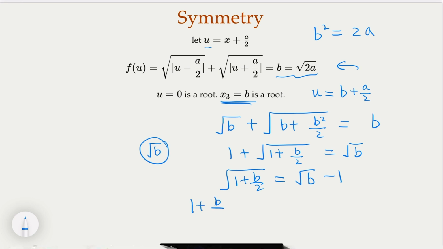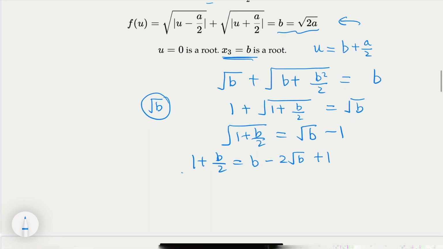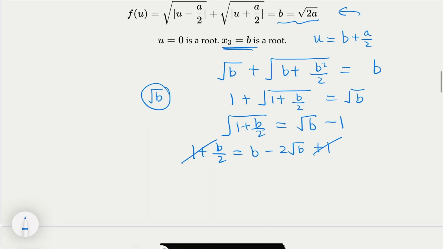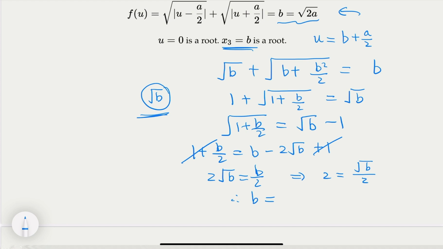Here this is b minus 2 square root of b plus 1. And then here 1 cancels. And here b and half b, you're going to have half of b equal 2 square root of b. Again, this is positive, so divide by square root of b on both sides. What you get is 2 equals square root of b over 2. So b is 16, right?